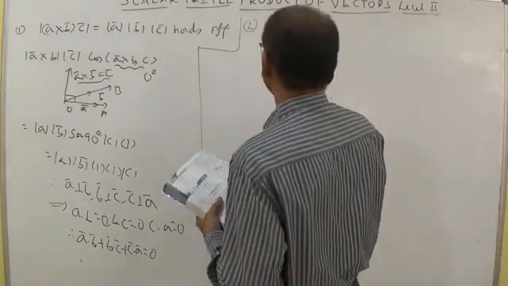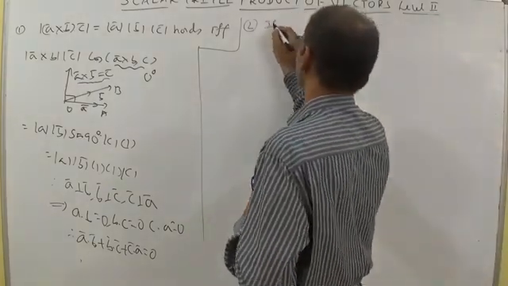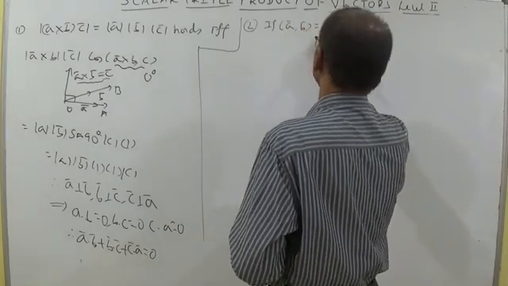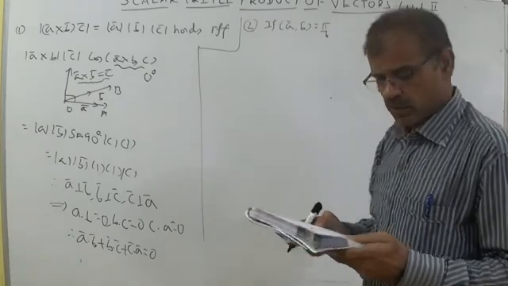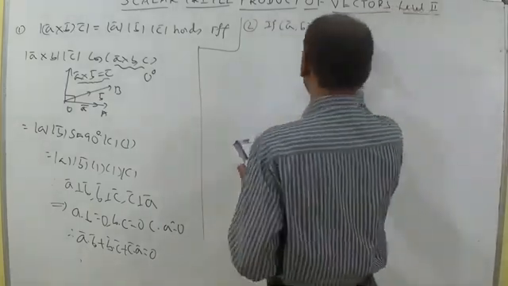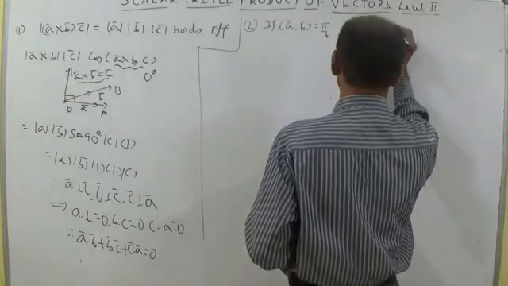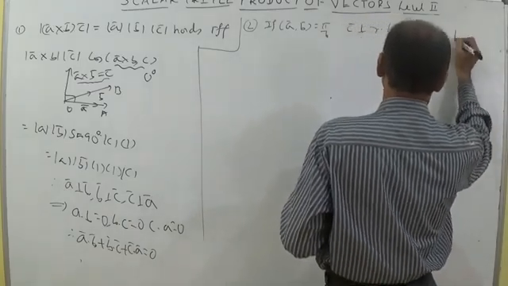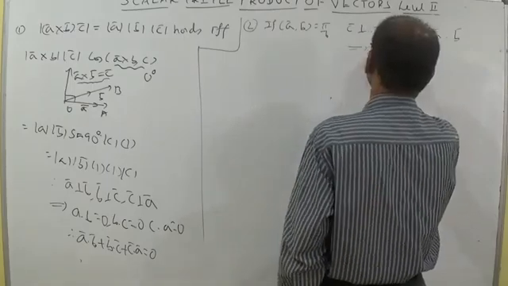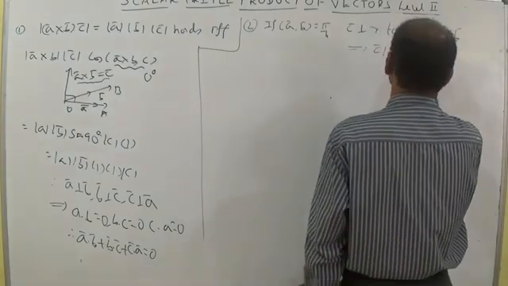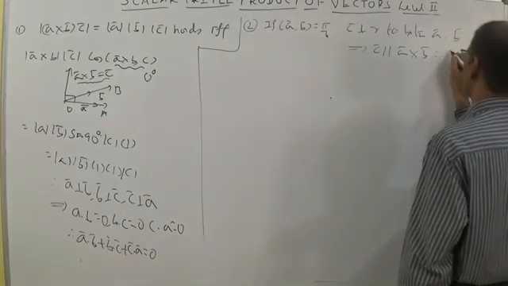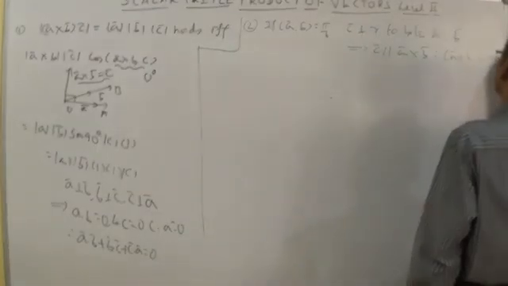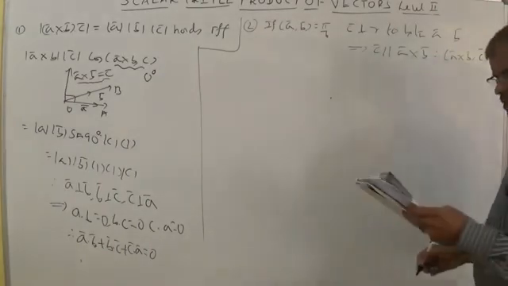A comma B, whenever the bracket is there, the comma between the brackets indicates the angle between the vectors. Angle between A bar and B bar is equal to pi by 6, and C bar is perpendicular to both A bar and B bar. That implies C bar is parallel to A cross B. Therefore, the angle between A bar cross B bar and C is 0 degrees.